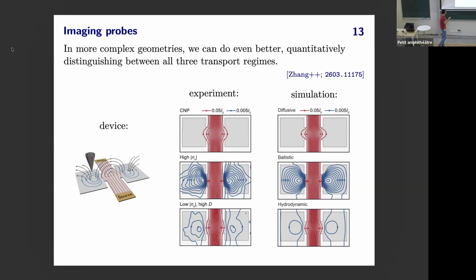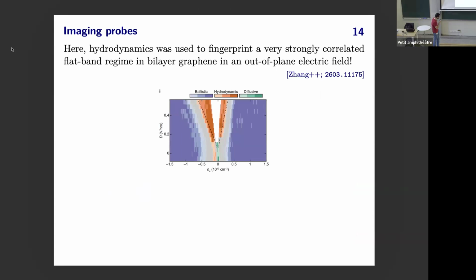Somewhat ironically, perhaps, it turns out that the strongest whirlpool-like feature actually is in ballistic regimes, not in viscous regimes. But one can quantitatively compare the magnitude of the whirlpool here versus here and the current bunching across the cut in this channel. Using this, we were able to recently map out a phase diagram for biased bilayer graphene. This is basically bilayer graphene in a normal electric field.